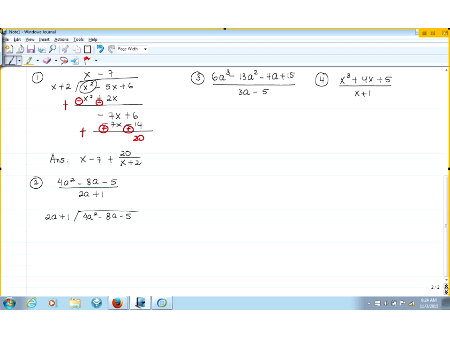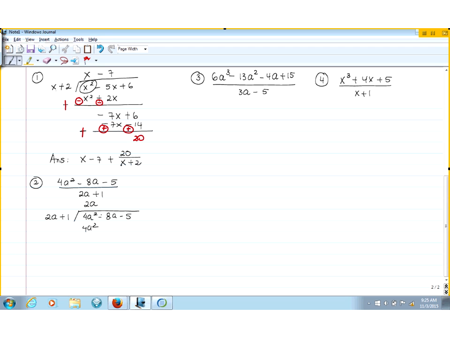Alright, so let's divide this. 4a squared divided by... remember, when we divide, we only divide the leading by the leading. 4a squared divided by 2a. What is 4a squared divided by 2a? 2a. Okay. Good. Now, 2a times 2a plus 1. So 2a times 2a, 4a squared.